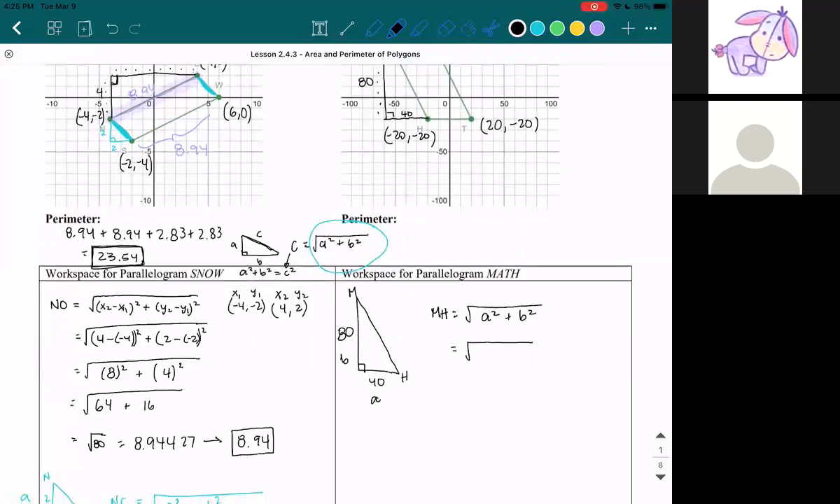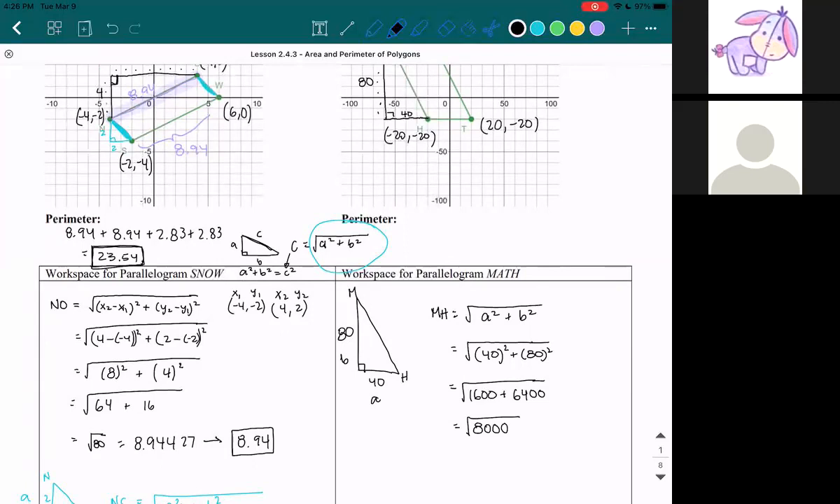Okay, so in this case, we have 40 squared plus 80 squared. And I'm going to use my calculator. So 40 times 40 is 1,600. 80 times 80 is 6,400. And then if you add it together, you get, I believe, 8,000, but I'm just going to double check. Yes, 8,000.